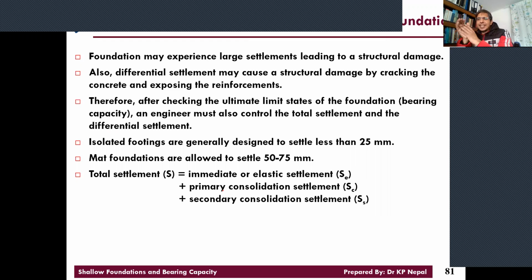So now, second part: settlement. As you know, there are two ways. One is you need to calculate allowable pressure. Another thing you need to calculate is settlement. As you know already, there are three types of settlement: immediate settlement, which we call elastic settlement, primary consolidation settlement, and secondary consolidation settlement.